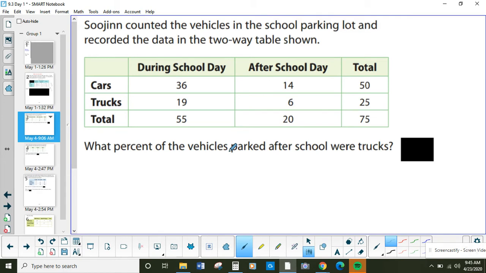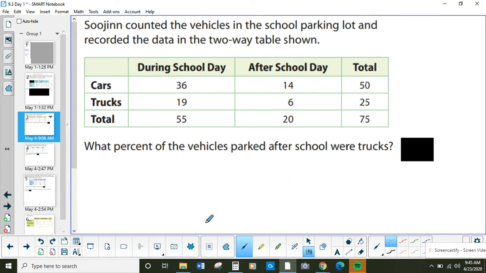All right, so let's take a look at this next problem. We're using a two-way table again, and it says Sujin counted the vehicles in the school parking lot and recorded the data. What percent of vehicles parked after school were trucks? So we have to know where to get our total from. When you see the word truck, you might think it goes this way, and the words parked after school go this way. So there's a question. Should I use 25 as my total or 20 as my total?